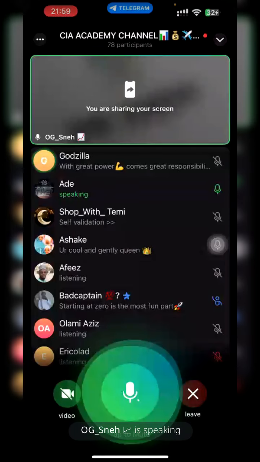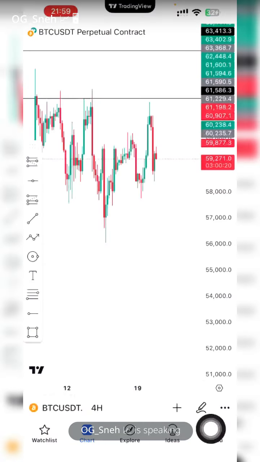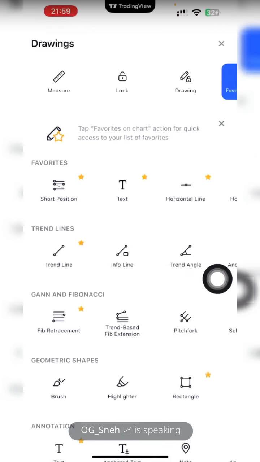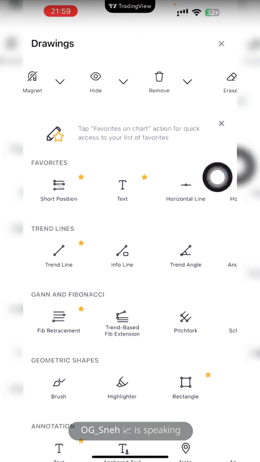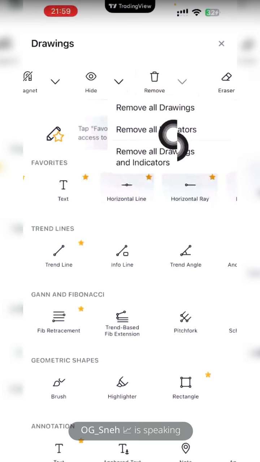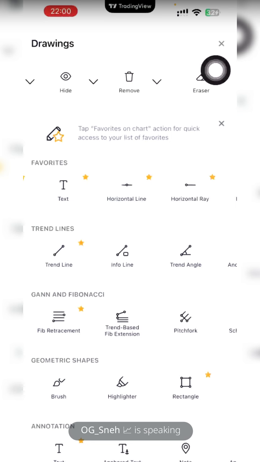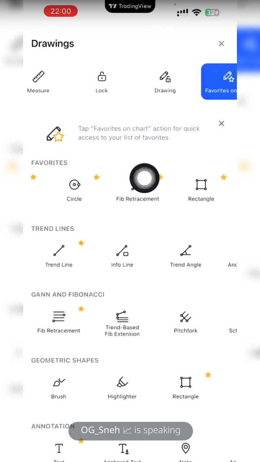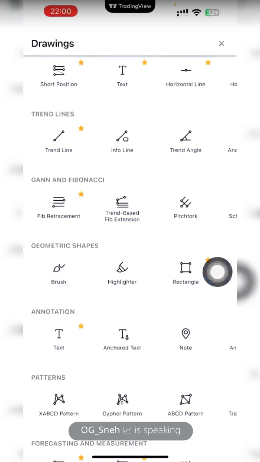Okay. So now let's go to what these drawings entail. There are a lot of things on these drawings. You can measure, you can lock your chart, you can lock the drawing that you draw, a lot of things. You can remove, let's say, an indicator or what you've drawn. You can remove it or remove both. You can hide some things, you can erase some things. Now, there's something we call favorite. That is, you just pick out the ones that you need, because it's not all the drawings that you need.